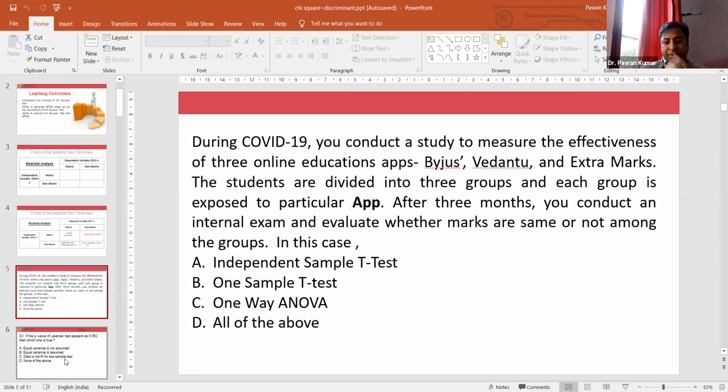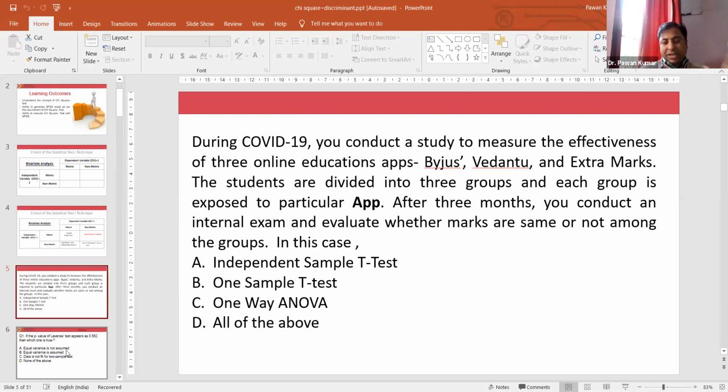So the right answer, Dr. Kuldeep, is not all of the above. The right answer is one-way ANOVA, because we have three, more than two categories of groups, that is the three apps: Byju's, Vedantu, and Extra Marks. So this is, I think, clear to you.